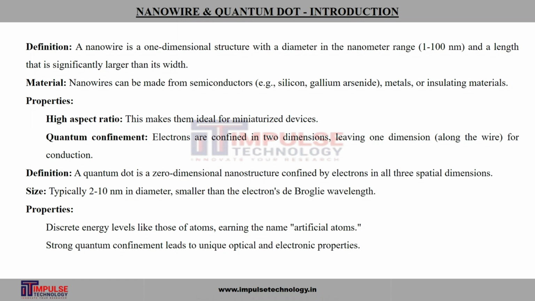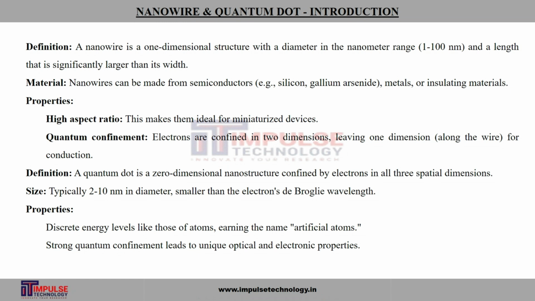If you talk about properties, its high aspect ratio means the nanowire is much longer than its width, making it ideal for tiny devices. If you talk about quantum confinement, in a nanowire, electrons are confined in two dimensions, leaving one dimension for conduction. If we talk about a quantum dot, a quantum dot is a tiny particle, even smaller than a nanowire, where electrons are confined in all three dimensions.